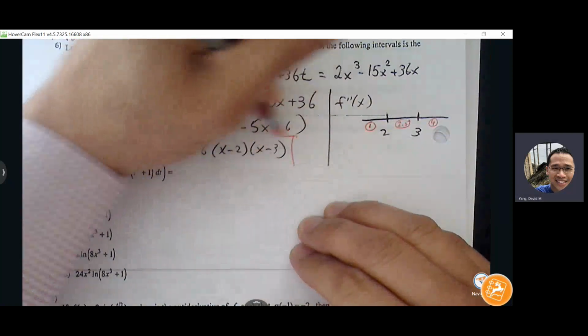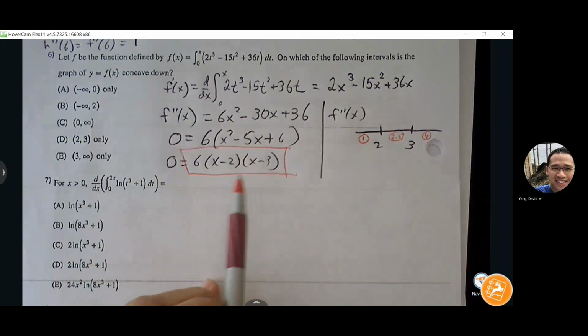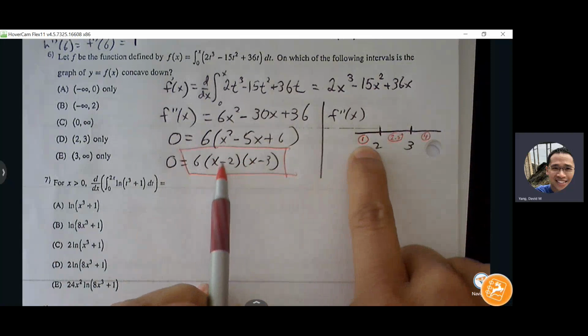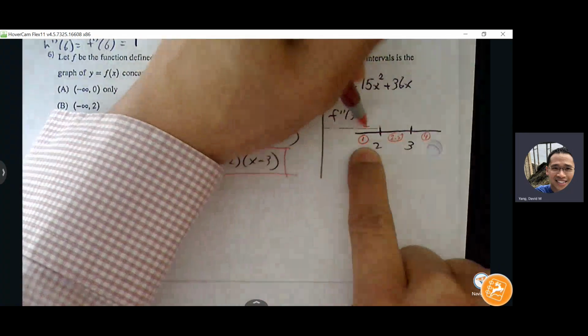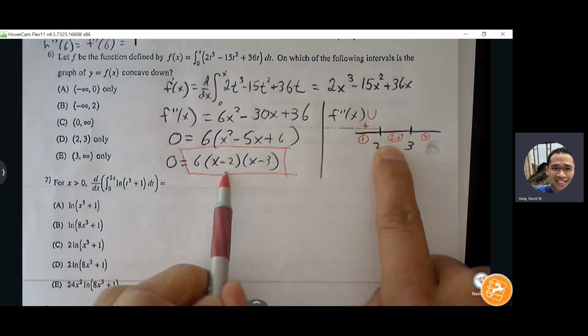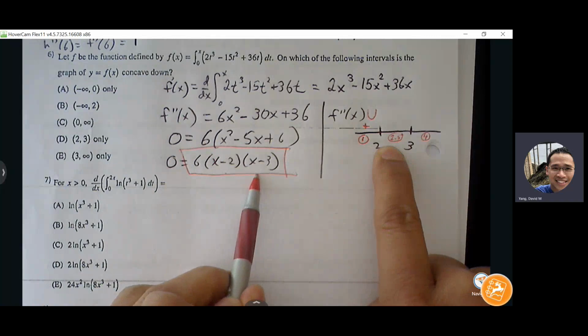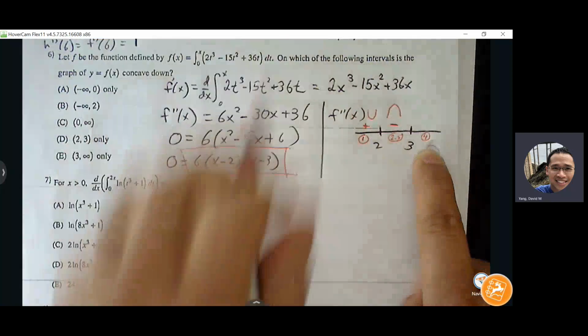Okay. And I like to insert into the factored form of my expression. So if I insert 1 in for x, 1 minus 2 is negative, 1 minus 3 is negative, 2 negatives makes a positive. So concave up. 2.5 minus 2 is positive. 2.5 minus 3 is negative. Positive and negative is negative. Concave down.